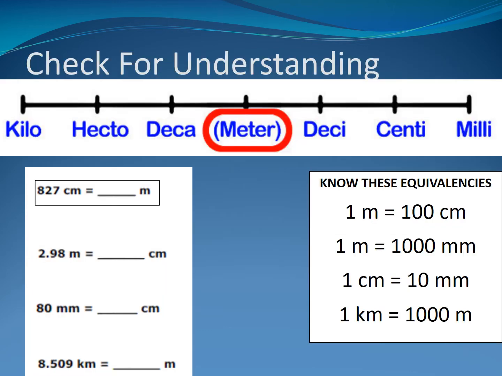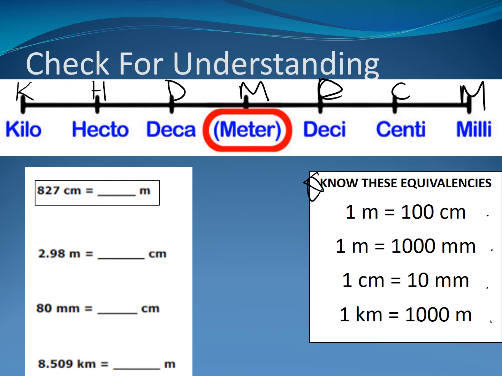So to check for understanding, you might have experienced this last year in being able to change units. So for example, I abbreviated K, H, D, M, D, C, M. So we have to know these equivalencies. We have to know that a meter is equal to 100 centimeters, 1 meter is 1,000 millimeters, 1 centimeter is 10 millimeters, 1 kilometer is 1,000 meters. So without having to divide and multiply, a better way is to just move the decimal. So we don't even need a calculator for this.